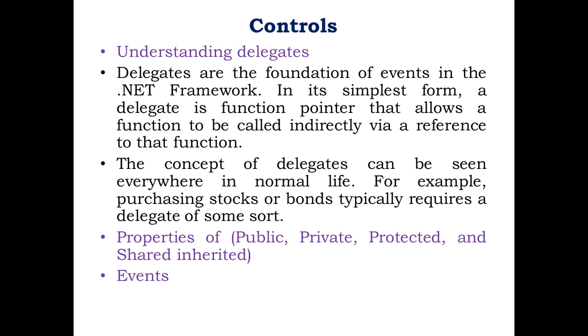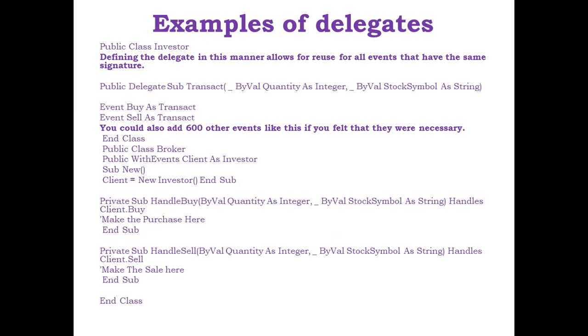Properties of each and every delegate have different types of access modifiers: public, private, protected, and shared, inherited. These delegates will be involved in members, and properties play a very important role for all types of controls. The same thing applies to events, which are also functions or methods provided with different types of controls. Examples of delegates: here, this is a delegate, public class investor.